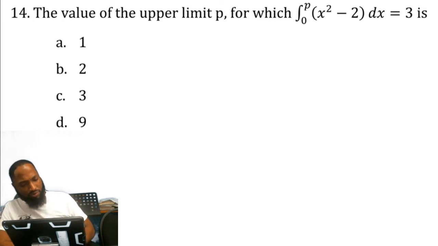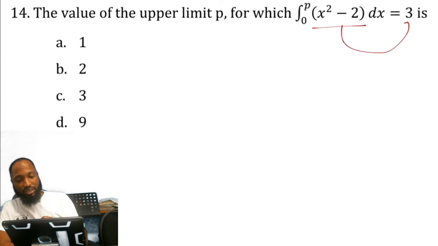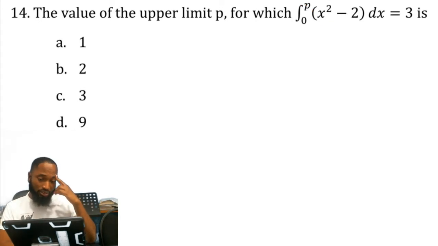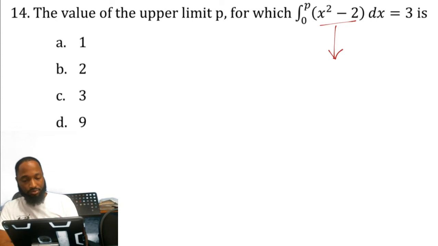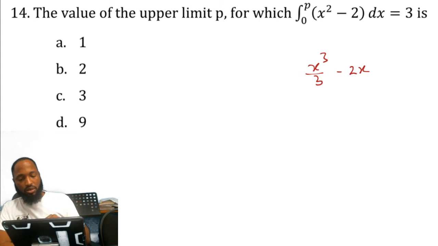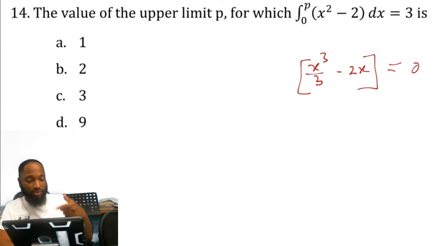The value of the upper limit P for which that is equal to that is what? So you understand? They gave you the answer as if this was put in already, but now they're asking you to find back what that could be. So the best way I think to do this is to integrate this, right? Don't forget when you integrate that 2, you'll get 2x, right? Let me see if I get some answers, and they give me some answers. And then substitute. Wherever you substitute here should give you 3.